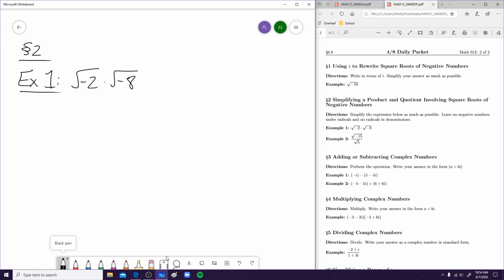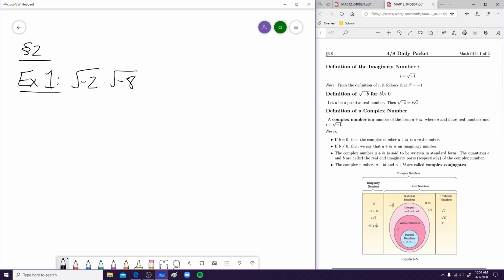We are going to apply the definition of the square root of negative b for b greater than 0. When we rewrite that, keep in mind I'm using an equal sign because I'm just simplifying it. So the square root of negative 2 becomes i square root of 2, and the square root of negative 8 becomes i square root of 8. So now let's bring the terms together. I have i squared and then square root of 2, square root of 8.